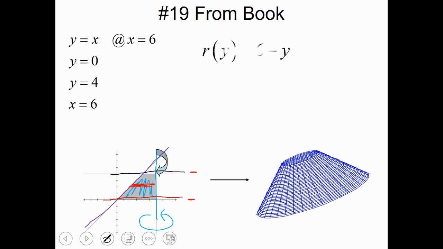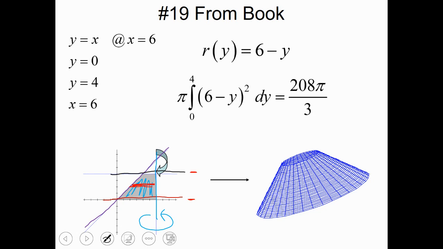So here's kind of everything I just said in setup. My radius is going to be 6, that's the vertical line, minus your function y, or y and x are interchangeable in this. My boundaries are going to go from 0 to 4, because that's the low end to the high end. And my radius is being squared, and I get 208 pi over 3. So that is, again, the volume enclosed of this funky looking truncated cone.